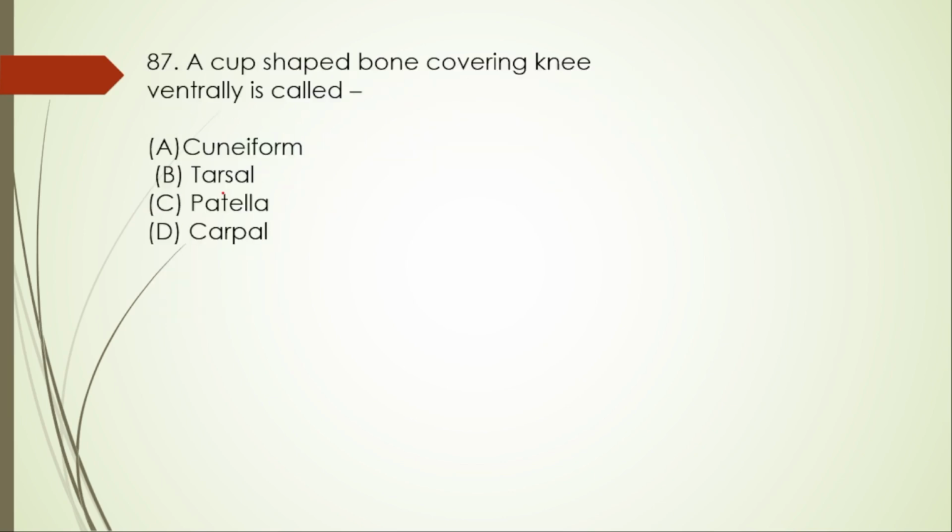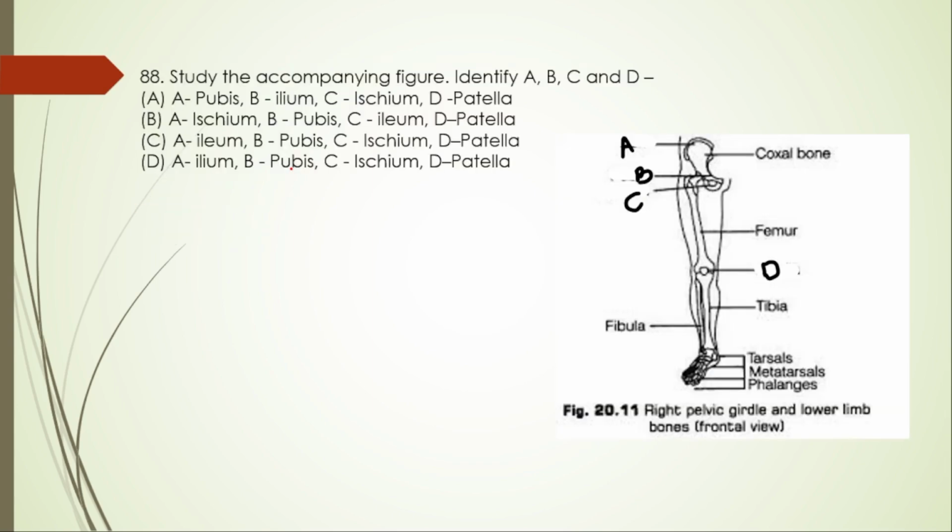Next, 87. A cup-shaped bone covering the knee vertically is called what? A. cuneiform, B. tarsal, C. patella, and then D. carpal. So here the right option is patella. It is commonly called the knee cup, which is a very thick, circular, triangular bone. This is patella.